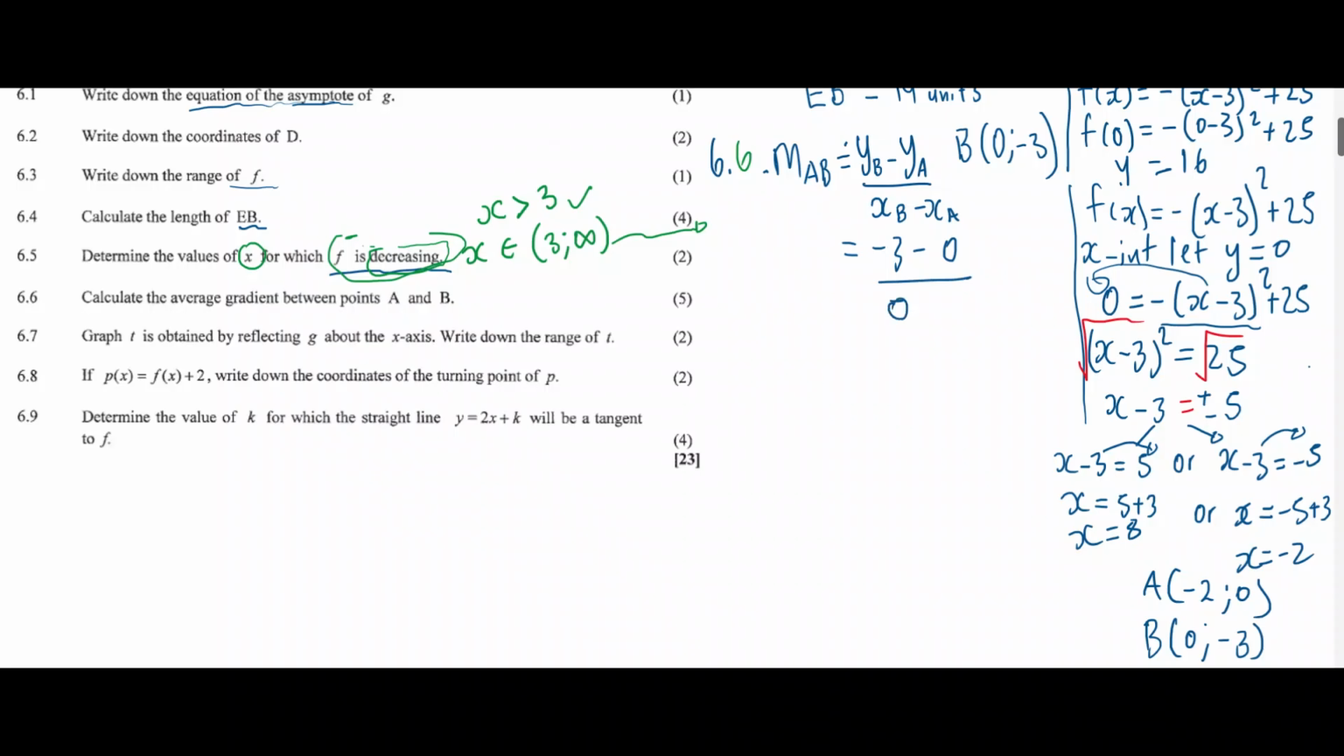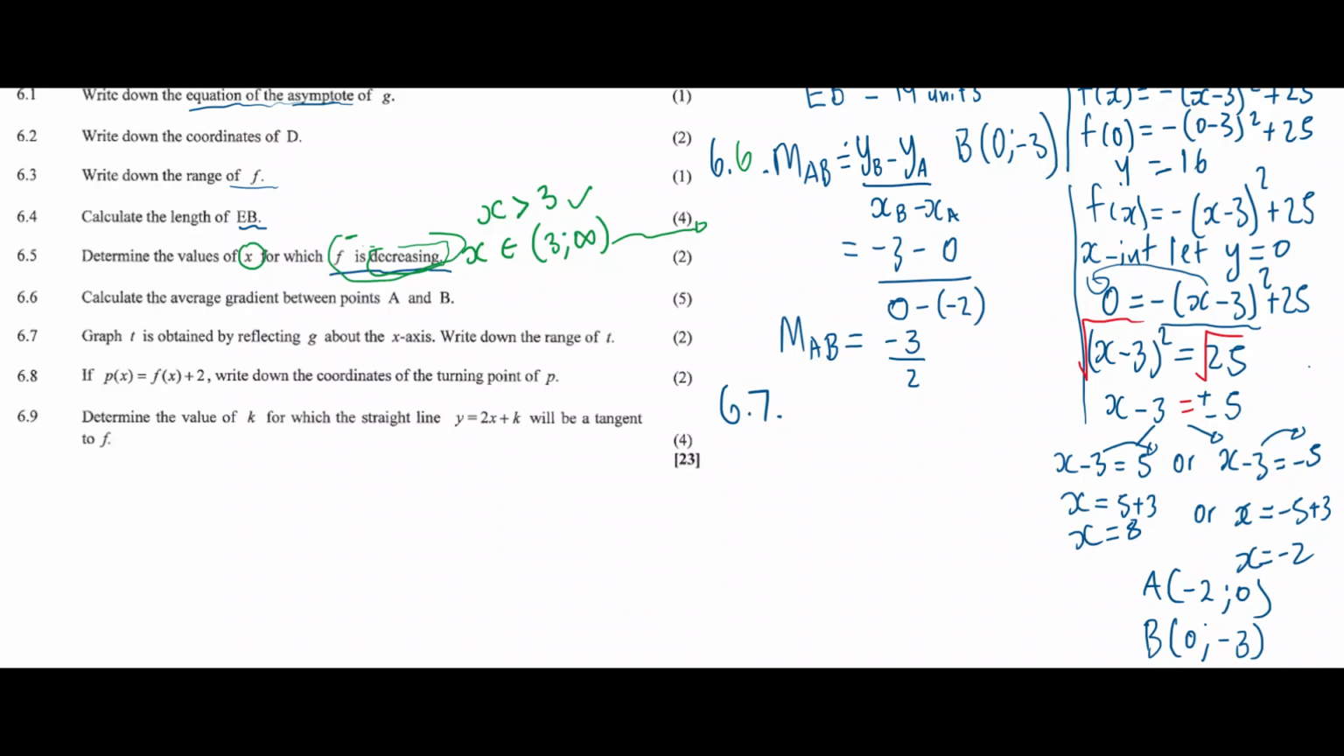So we can say minus 3 minus 0, and then 0 minus negative 2. So I think you get that minus 3 over 2. That's the gradient of that point, right? So now let's quickly move on to 6.7, right? So moving on to 6.7, the graph of t.